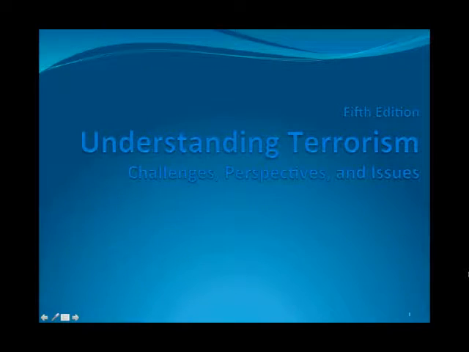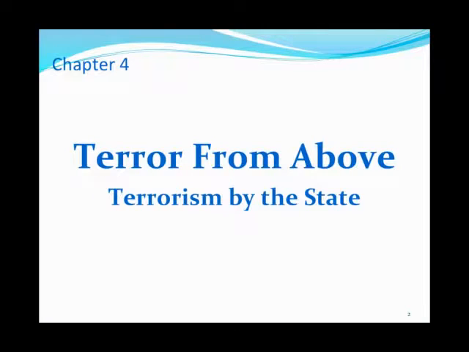Okay, so this week we begin chapter 4, which is the second part of the book, and it is called Terror from Above, and it is about the actual terrorists. This is a typology used by Martin, and he calls it terror from above, and it's basically terrorism that is sponsored by the state.